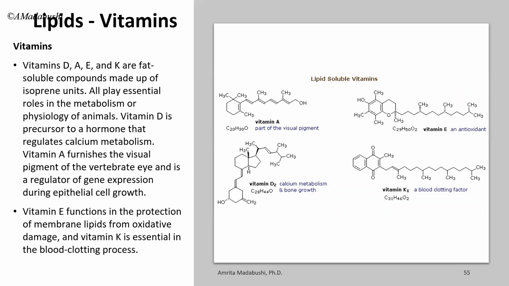Vitamin A is important for furnishing the visual pigment, and E is important for protection of membrane lipids from oxidation. Vitamin K plays an important role in blood clotting. Why are we talking about vitamins now? Lipids form these fat-soluble vitamins, and they play an important role.